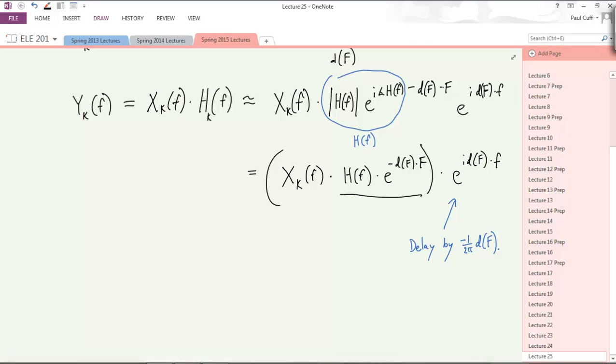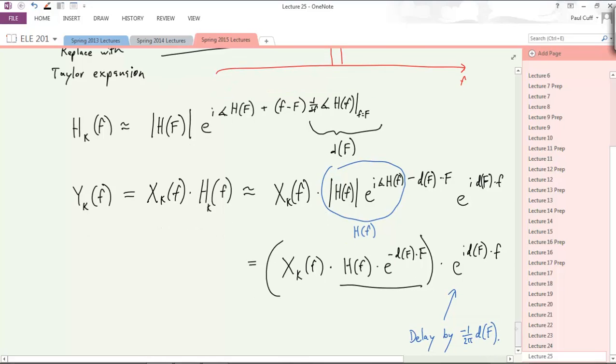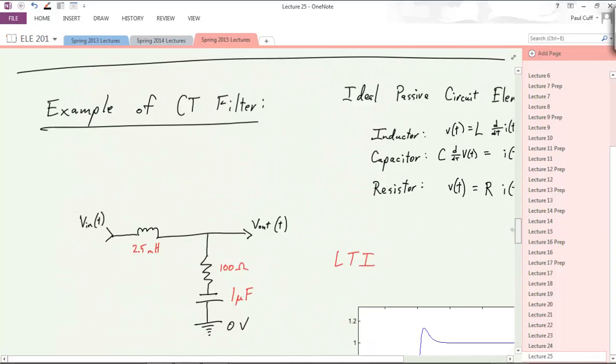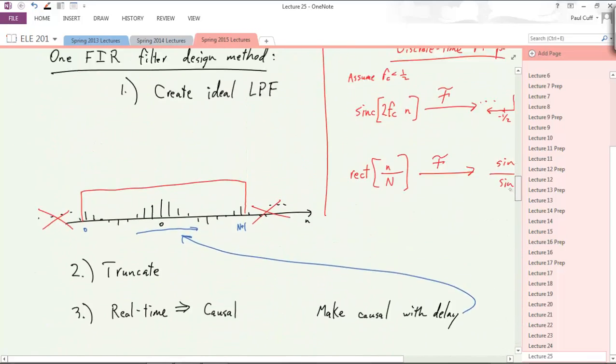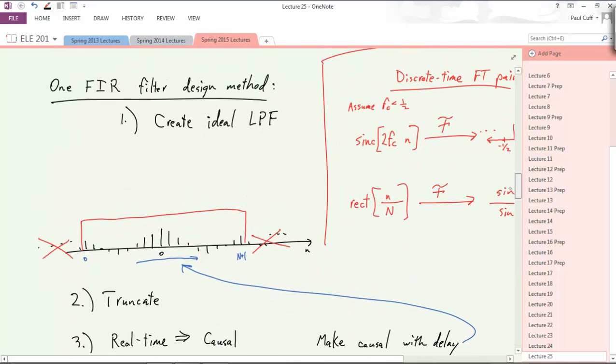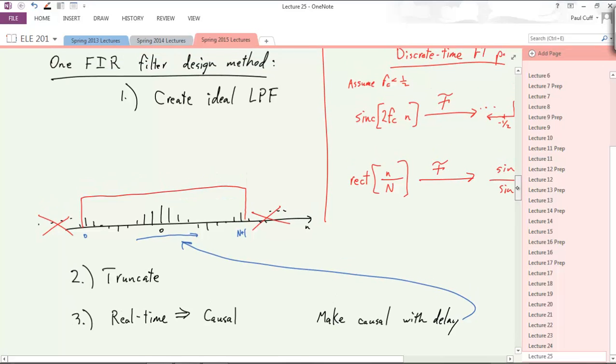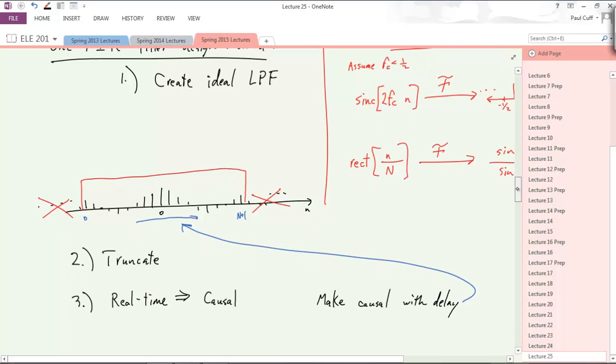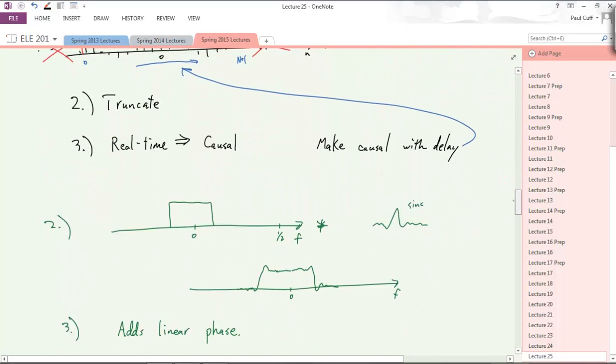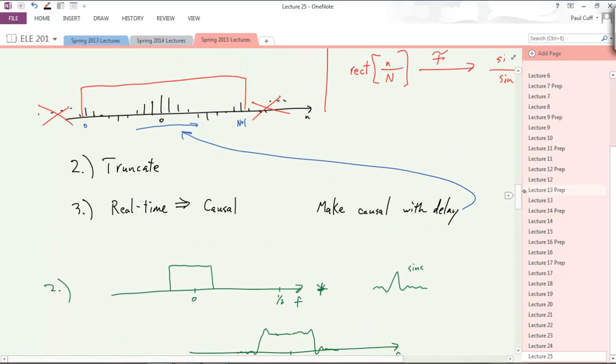Okay. We're now going to revisit that circuit example. But before we get there, let me just make one quick comment. When we did this FIR filter design, we went through these steps. We said one method was to create an ideal low-pass filter, then truncate it, and then maybe delay it if you need it to be real-time. We looked at what that does to the frequency domain. You don't end up with an ideal low-pass filter.